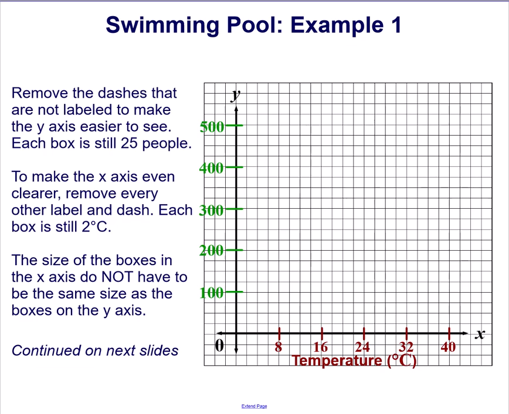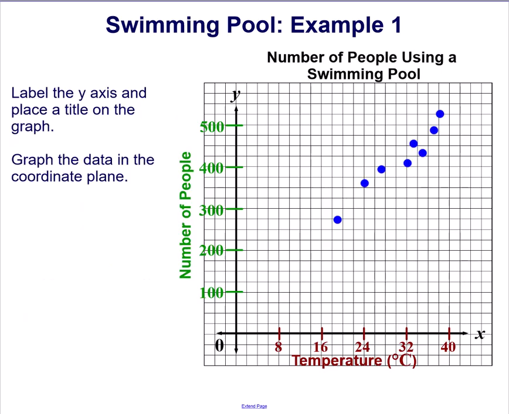The size of the boxes in the x-axis do not have to be the same size as the boxes on the y-axis. Label the y-axis and place the title on the graph. So on our table, the y-axis was the number of people. We placed that title on the y-axis. We also graphed the data according to the points. So the entire table was labeled the number of people using a swimming pool. That's the title of our graph. And we plot the points according to the data that was on the table.